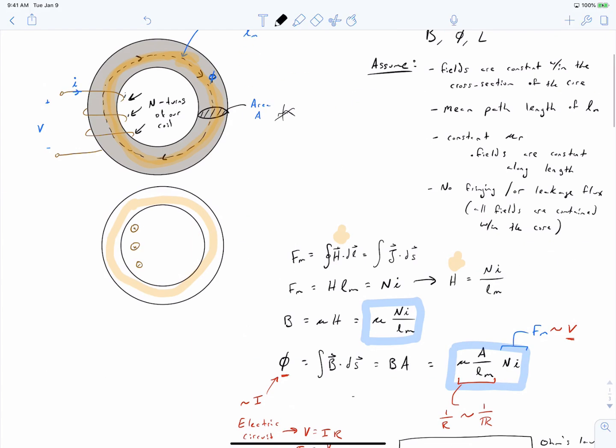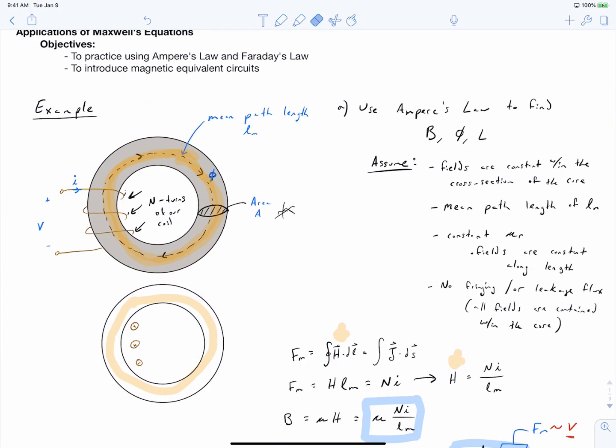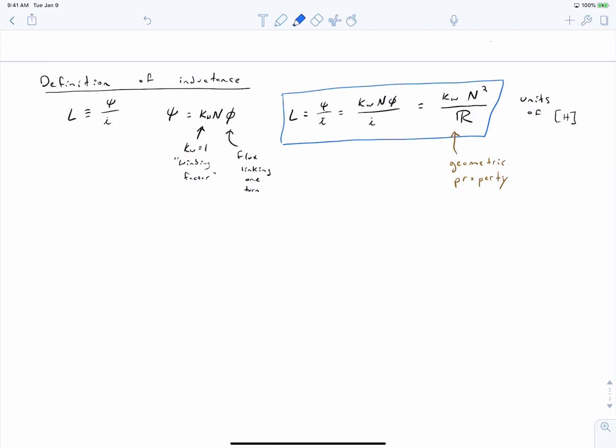So we've now completed all parts of this exercise. We found the magnetic field, we found the flux within the core, and we've found our inductance. Part 2 of the exercise is to use Faraday's law to find the voltage at the terminal of our coil. When we do this, we're going to assume that we have no resistance in our coil, that our conductivity is infinitely high so that R equals 0.